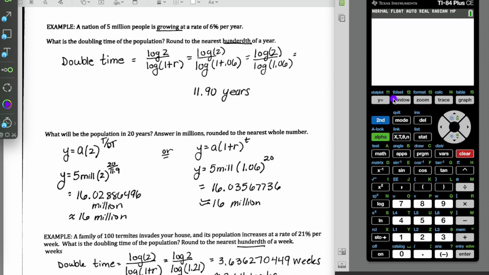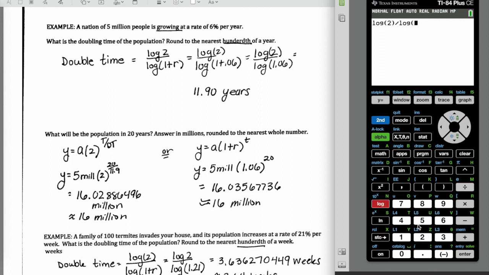1.06. Now, when we do that, I'm going to hit the log button, and I'm going to hit 2 and close parentheses, and I'm going to divide by the log of 1.06, close parentheses. And this is what I get. I get 11.89566105. Now the problem says round it to the nearest hundredth, which is 11.9.